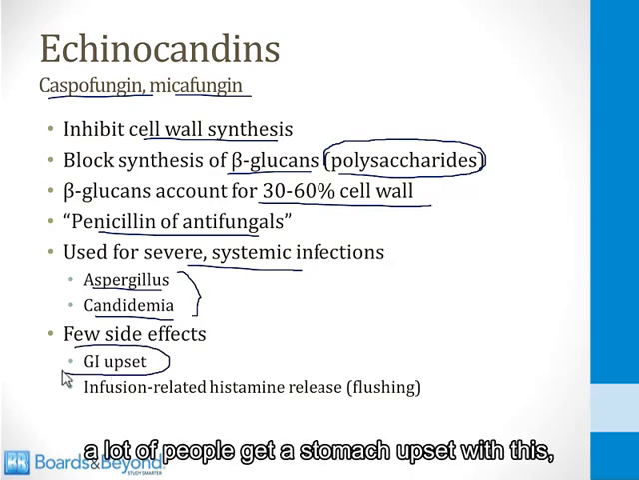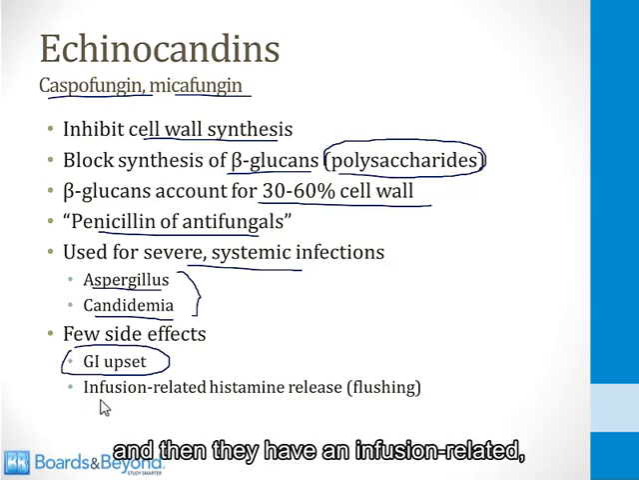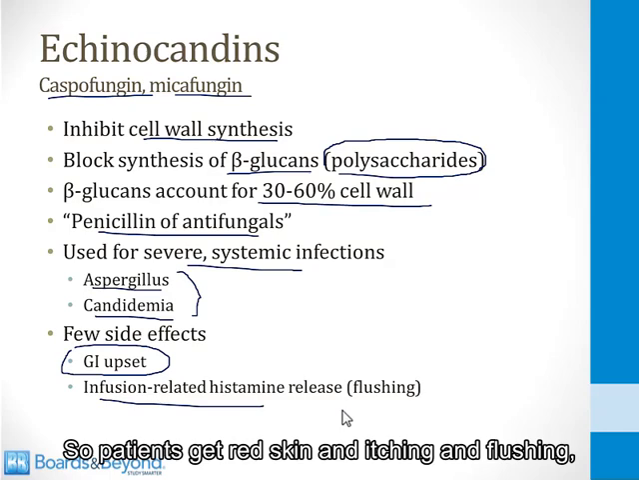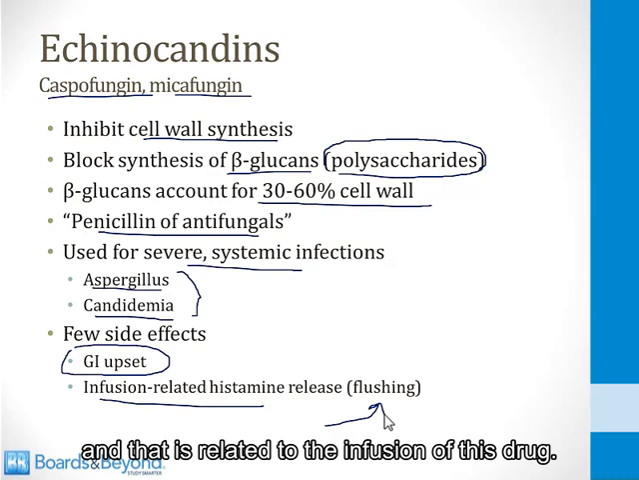A lot of people get a stomach upset with this. And then they have an infusion-related histamine side effect very similar to the red man syndrome caused by vancomycin. So patients get red skin and itching and flushing, and that is related to the infusion of this drug.